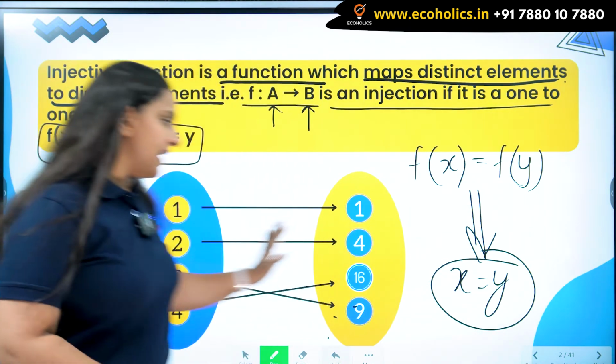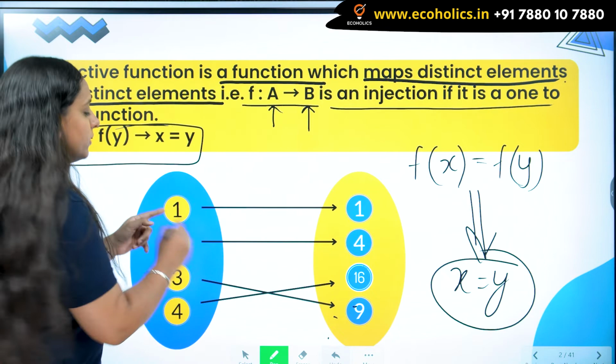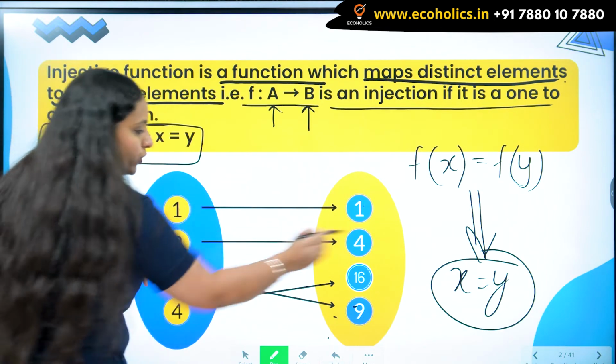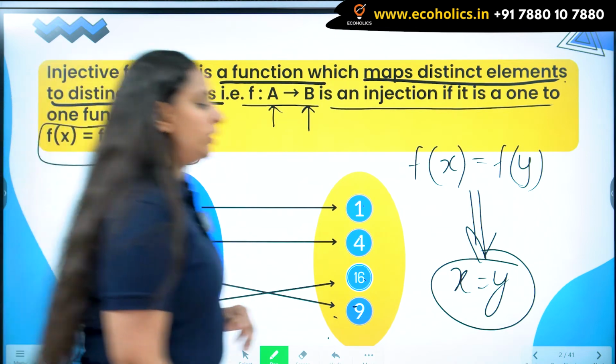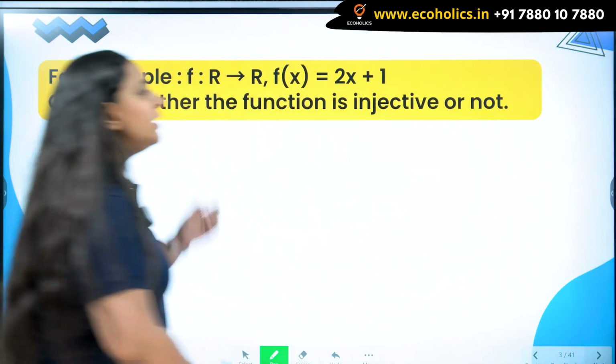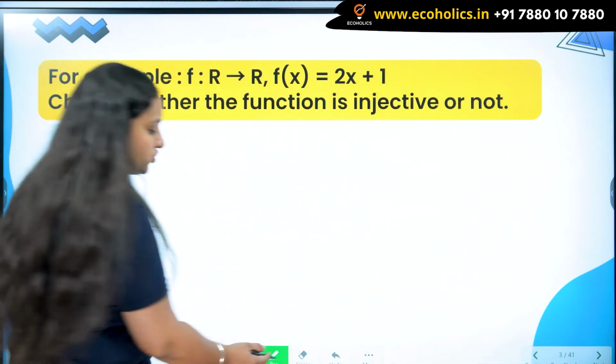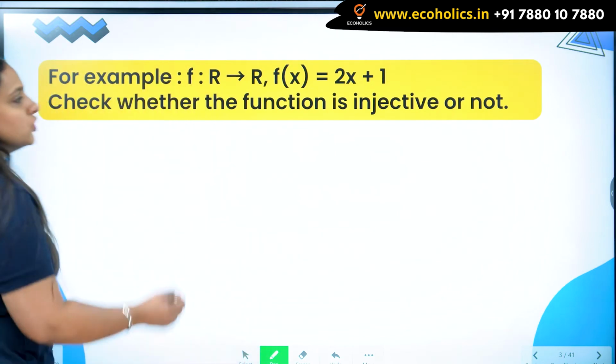This is an example of a one-to-one function. You can see 1 is going to 1, 2 is going to 4, 3 is going to 9, and 4 is going to 16 over here. Let's understand with the help of one example how to check whether we have an injective function or not.